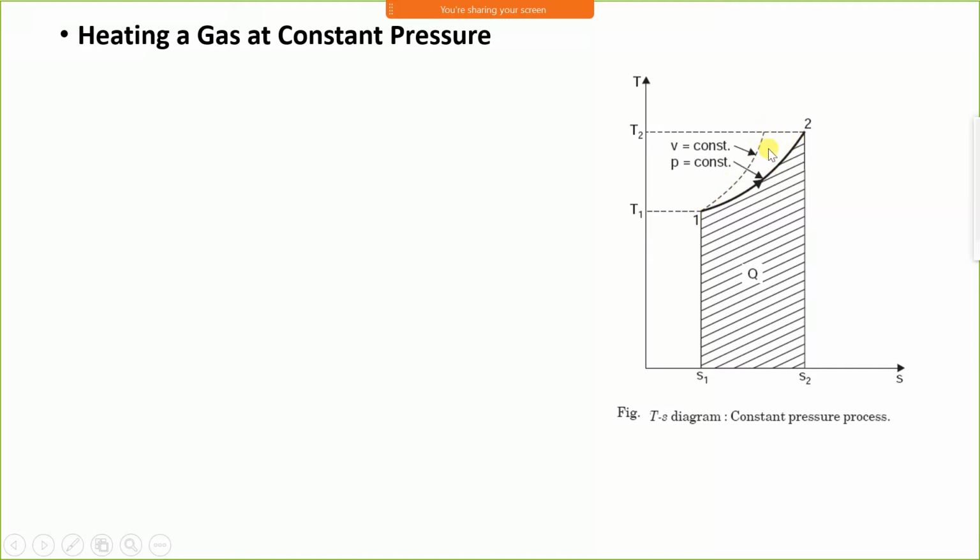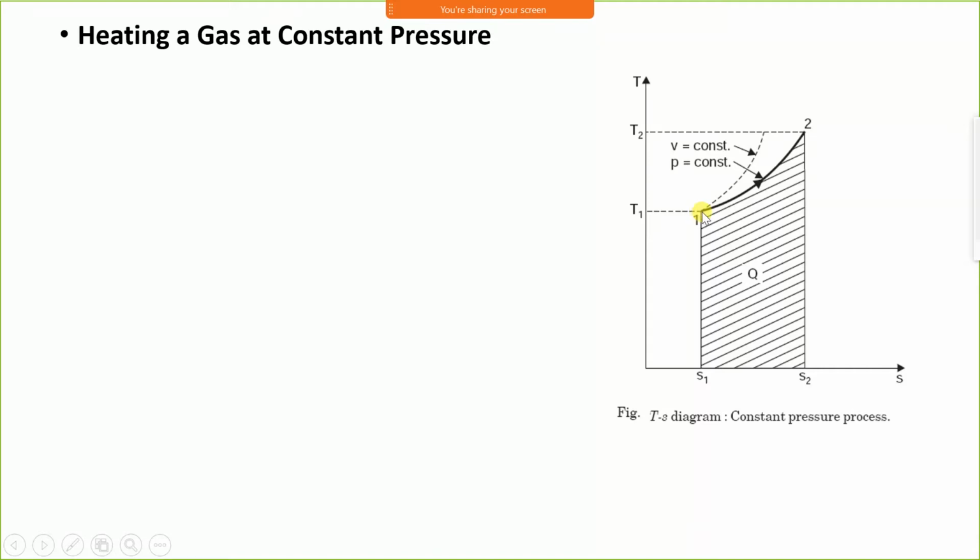Actually, the constant volume line and the constant pressure line are not parallel. They are slightly inclined to each other. You can say slightly inclined to each other. Therefore, the constant volume line and constant pressure line may intersect at some point.